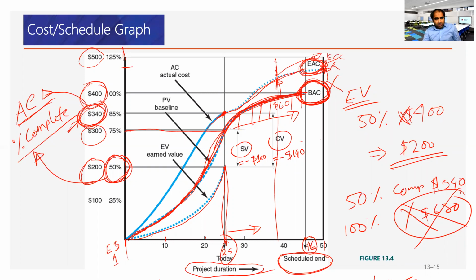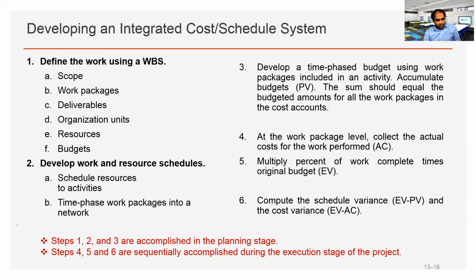Okay, I think that explains pretty much all the basics for earned value, schedule variance, cost variance, planned value baseline, and actual cost.